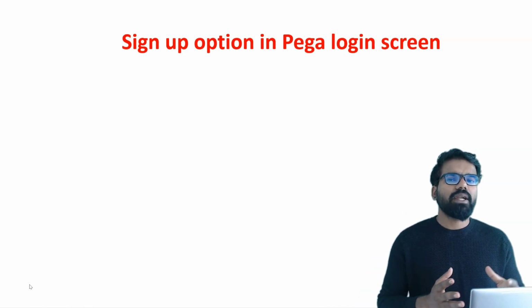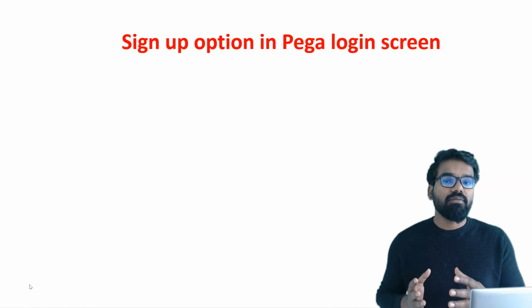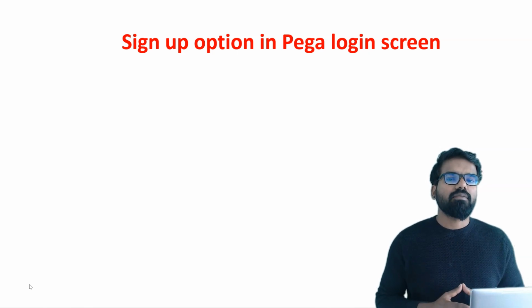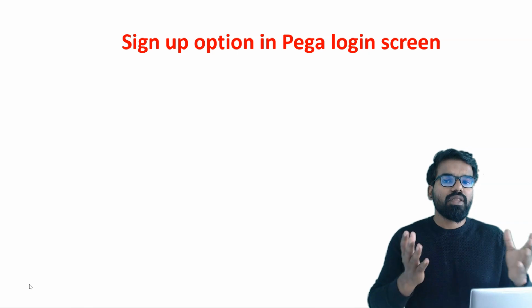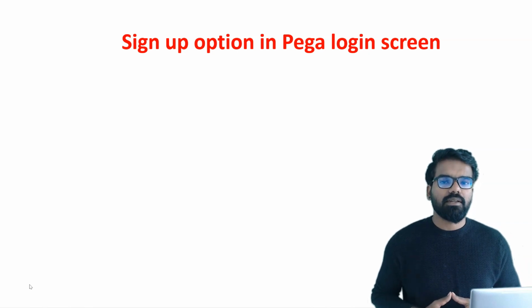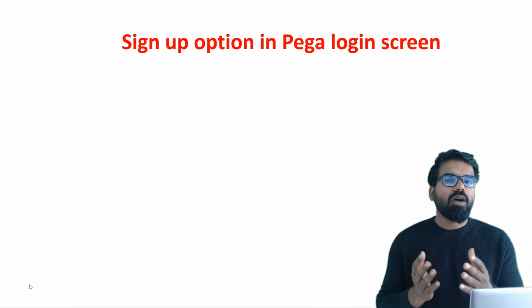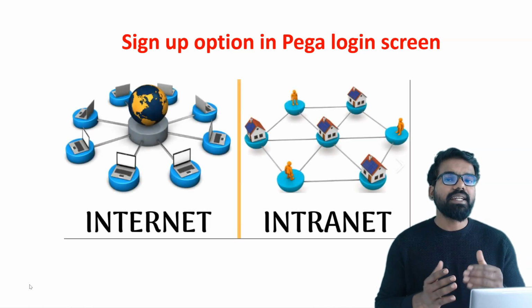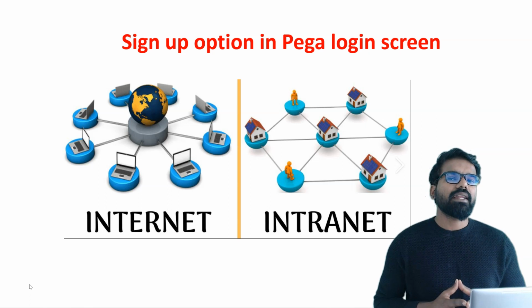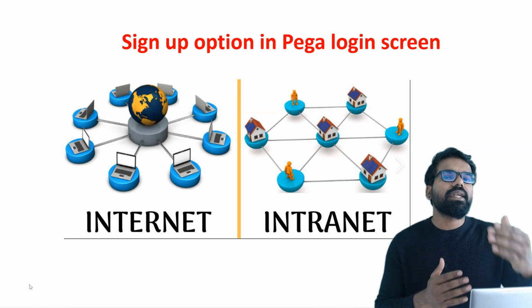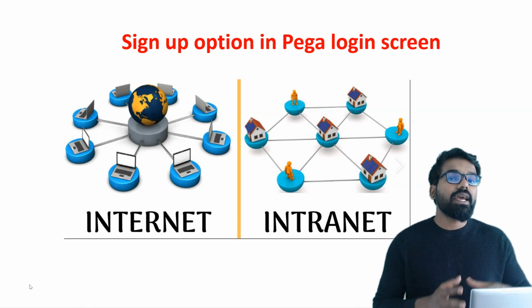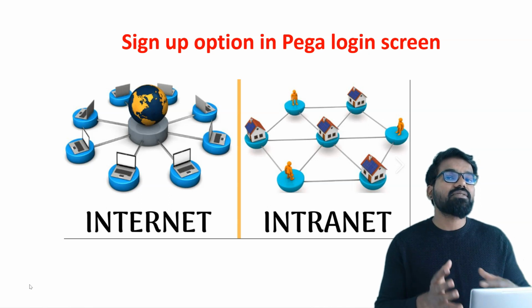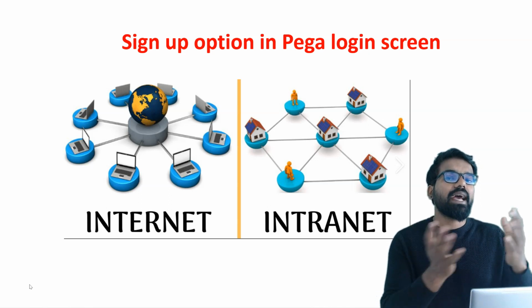We can create operators in multiple ways. Manually, we can provision the operator, or we can also create operators on the fly when you use single sign-on. Based on the audience, Pega applications can be classified into two categories. One, internet-facing application, where the end users will be the real-time customers of the organization. Here, your application can be accessed via the internet. Everyone can access your application.